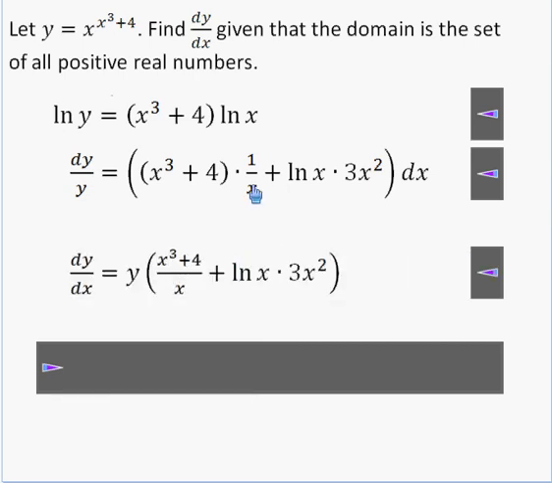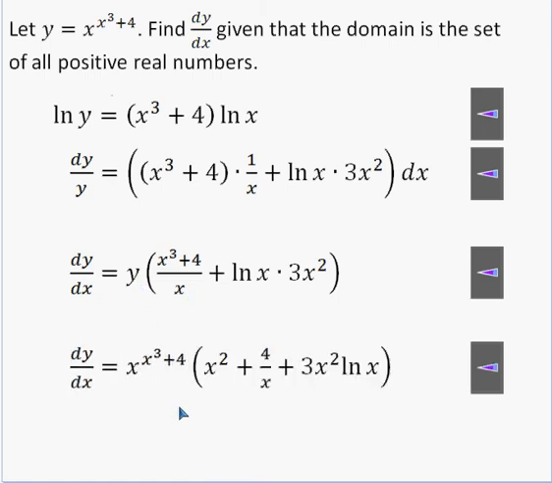Doing some simplifying here or multiplying, we get this. I divided both sides by dx, multiplied both sides by y. Notice here I have a fraction, and this is a common denominator, so we can have an x cubed over x plus a 4 over x, which will simplify. Can plug back in for y, and so that x cubed over x is x squared plus the 4 over x, and then 3x squared times the natural log of x.